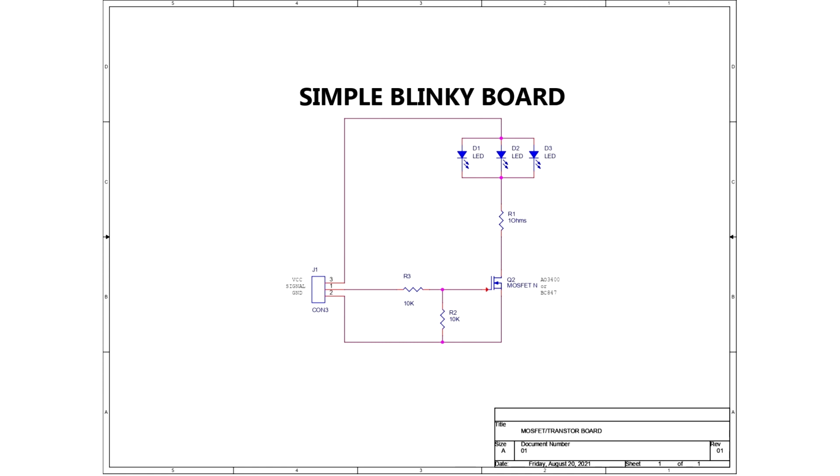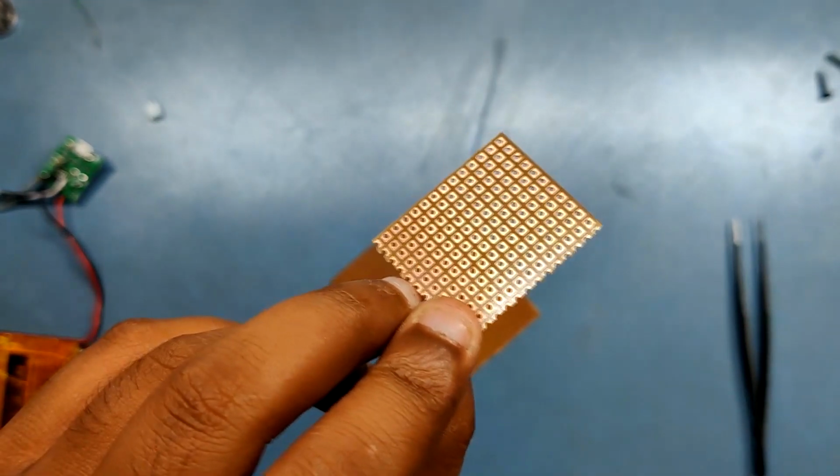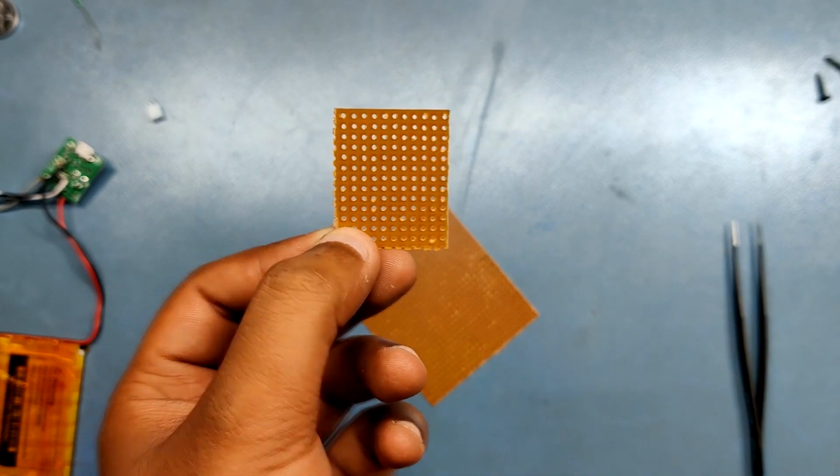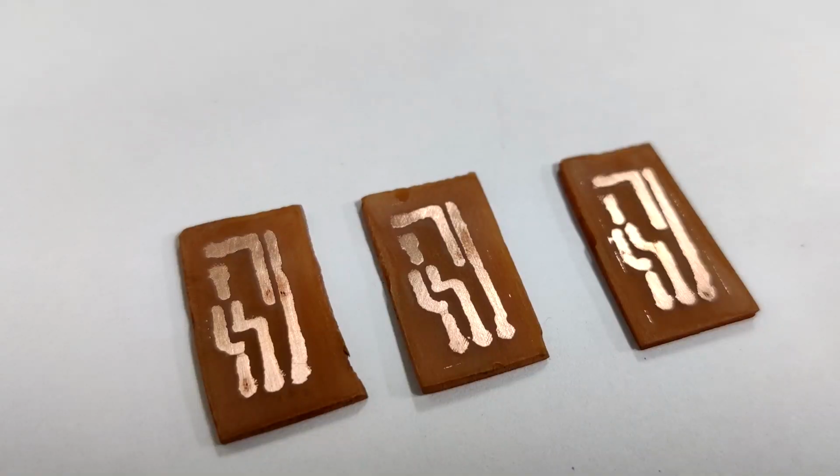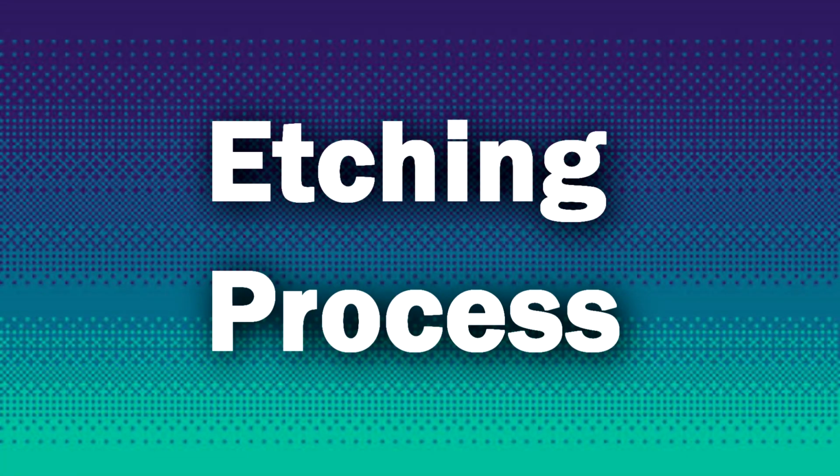This schematic can be easily made on a perf board, but I didn't want to do the excess work of soldering stuff together in a makeshift setup. So instead, I used the classic PCB etching process for this project. Here's how I did the etching process.